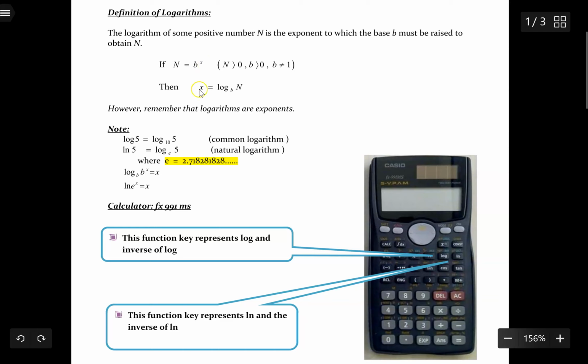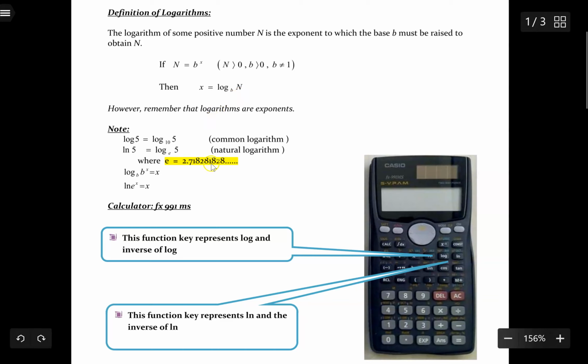In order for us to solve for x, we have to apply the operation of logarithm. So you write x equal to the logarithm of the base b of n to solve for x. So basically, I can say that logarithm is the inverse operation of the exponent. But what kind of base are we talking about in this case? Okay, so in this class, we will go over the base 10 and the base e.